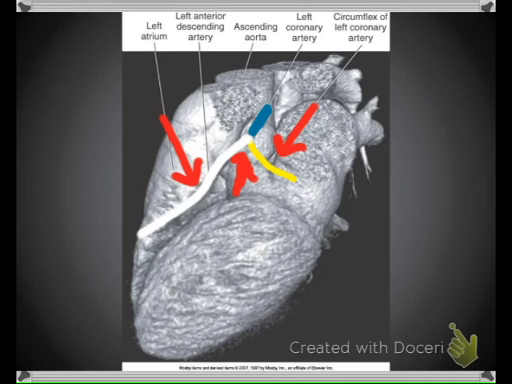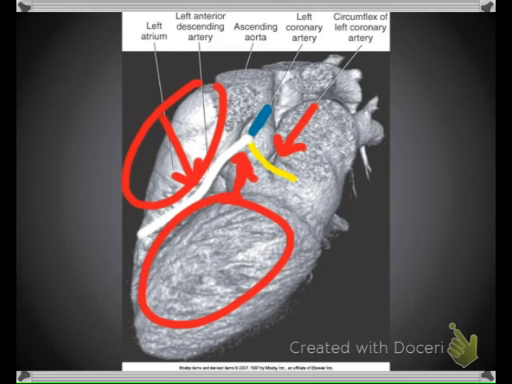So in terms of this image, know that we have the left atrium here, which would mean that this is the left ventricle here, and the LAD, the circumflex, and the left coronary artery. And we won't really worry about the ascending aorta because it really doesn't look like much of an ascending aorta when there is no aortic arch or ascension there. So just worry about the other structures here.